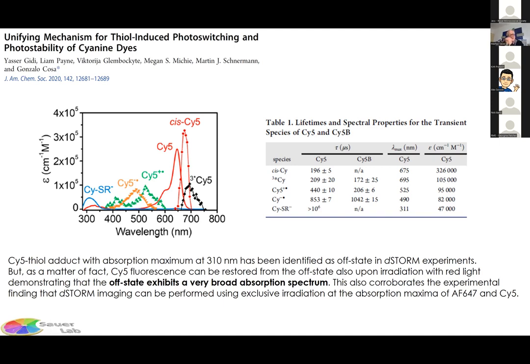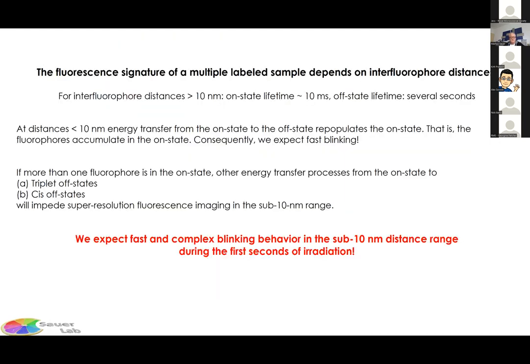So we hypothesized that this off state might serve as an energy transfer acceptor for the on state. The consequence of this would then be, if you have more than one fluorophore at interfluorophore distances of only a few nanometers, and let's say 4 fluorophores, one is in the on state, 3 are in the off state, that these 3 off states can serve as energy transfer acceptors for the 1 fluorophore residing in the on state.